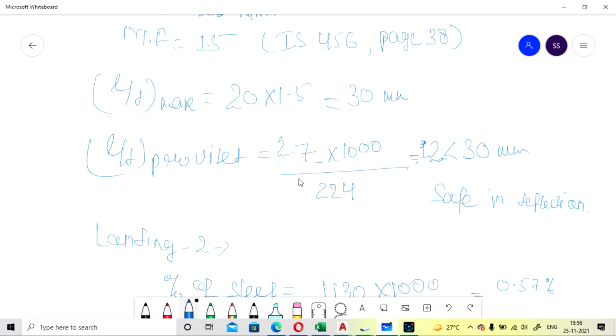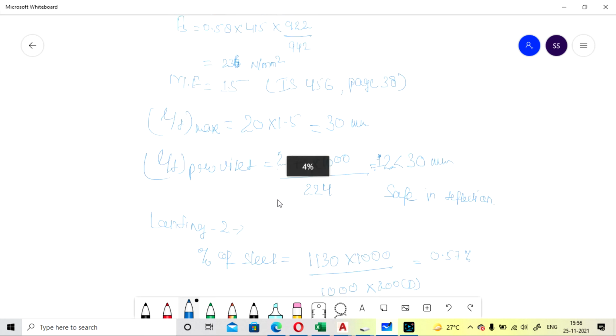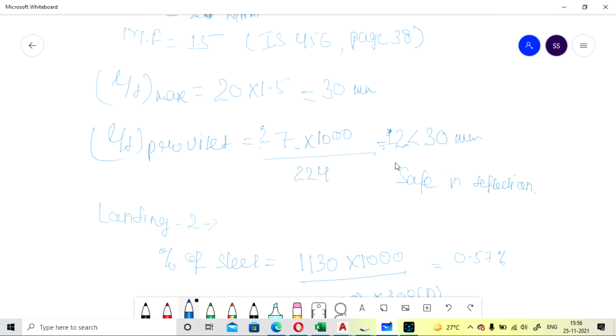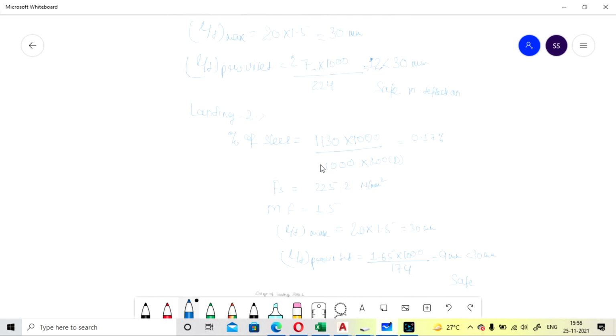Here for the base slab we have to take 2.7, not 5.1. 5.1 is the total length of your going. So for the base slab our length is 2.7. So our effective L by D ratio provided is 12, so it is also less than 30, so it will be safe in deflection.